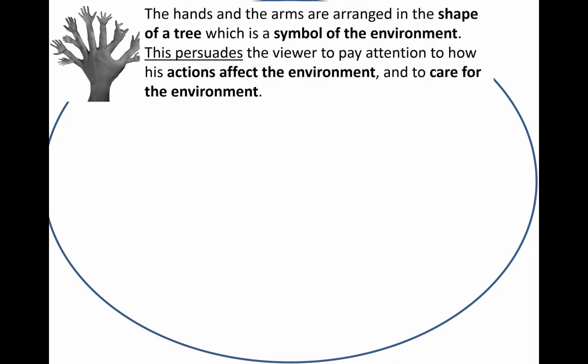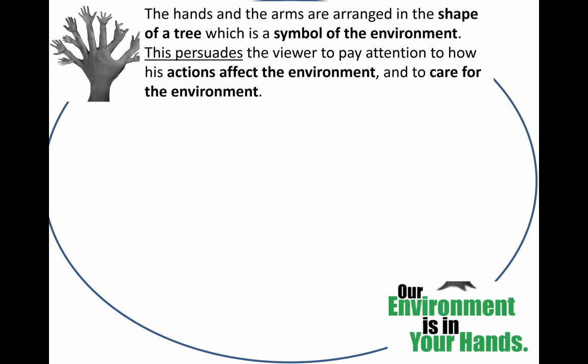We begin with the image, right? So the hands and the arms over here, they are arranged in the shape of a tree. Now we know that the tree is a symbol of the environment. So what we can infer here is that this image tells us we have to pay attention to how our actions affect the environment, and therefore we have to learn to care for the environment.